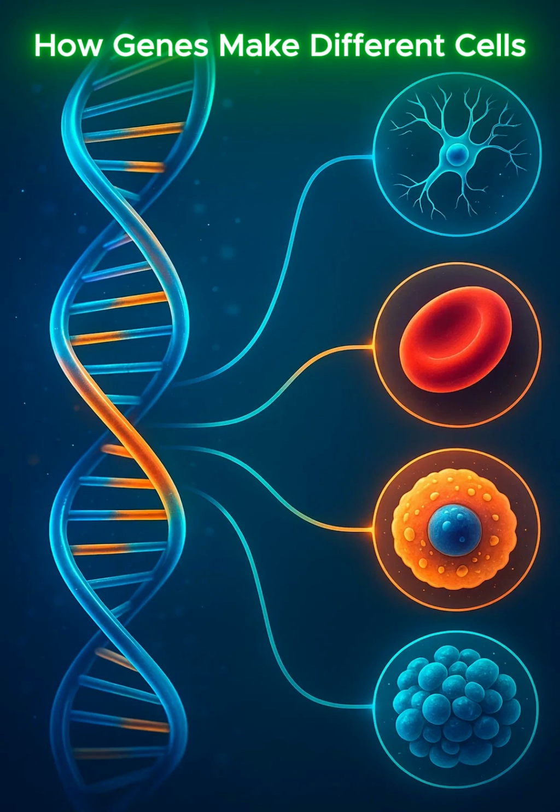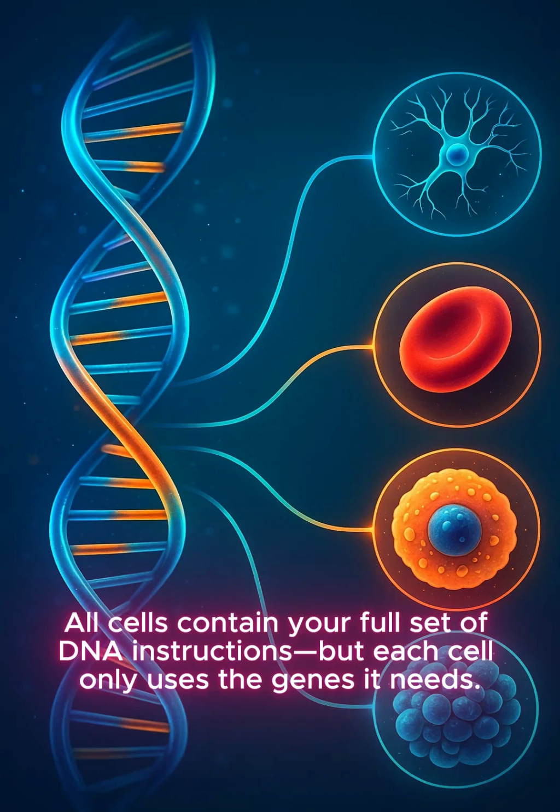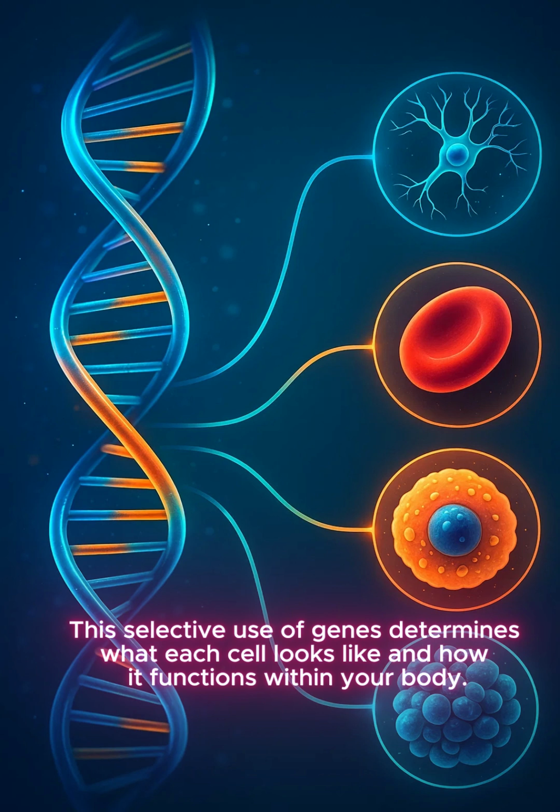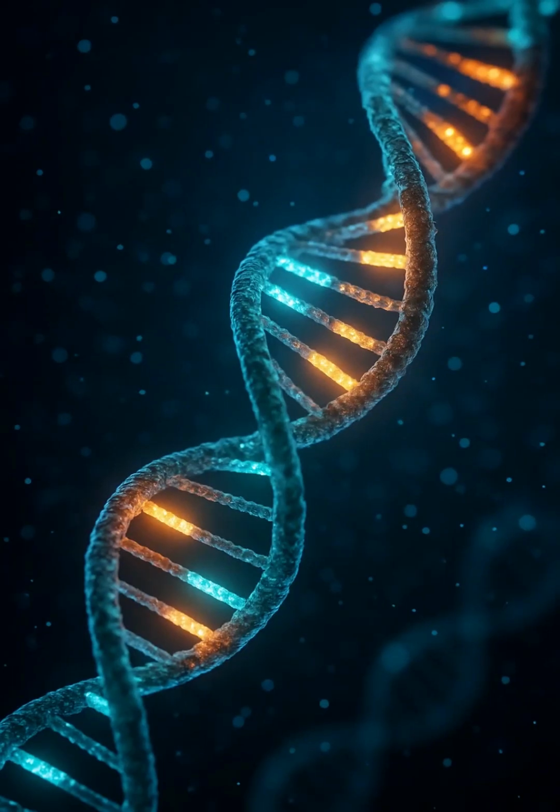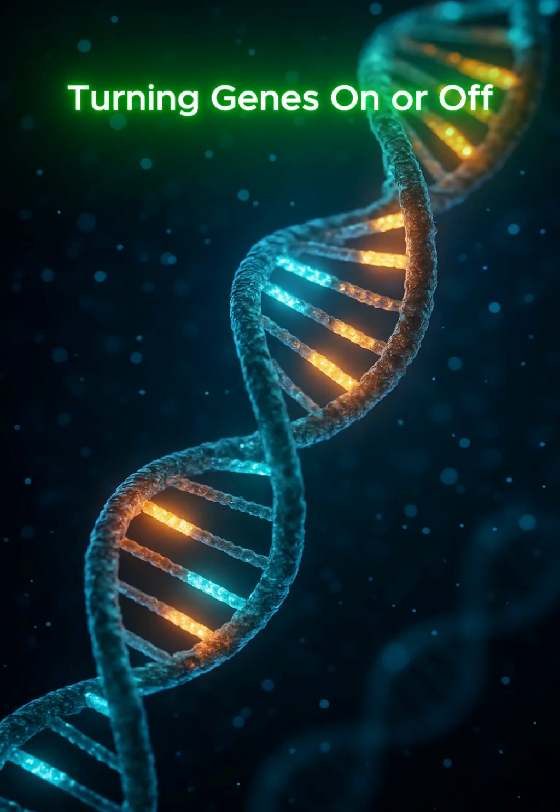How genes make different cells. All cells contain your full set of DNA instructions, but each cell only uses the genes it needs. This selective use of genes determines what each cell looks like and how it functions within your body. Gene expression: turning genes on or off.